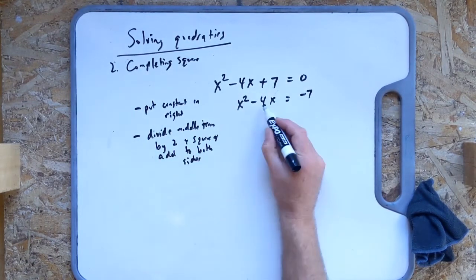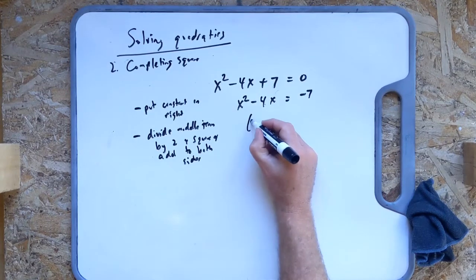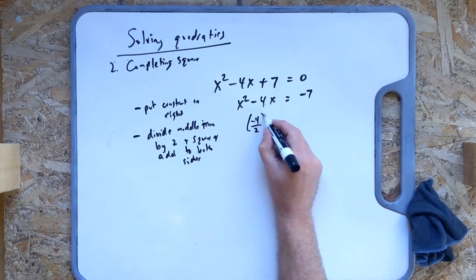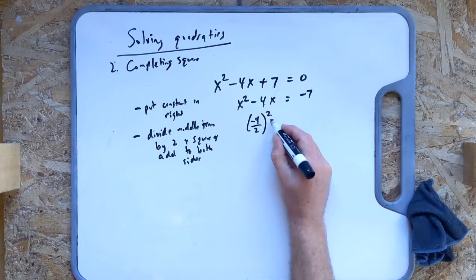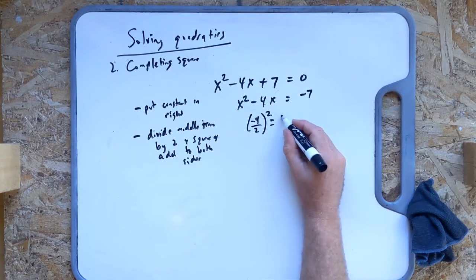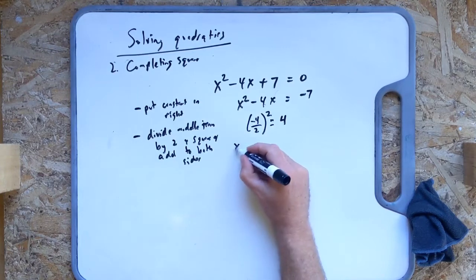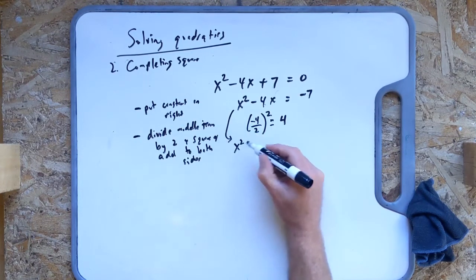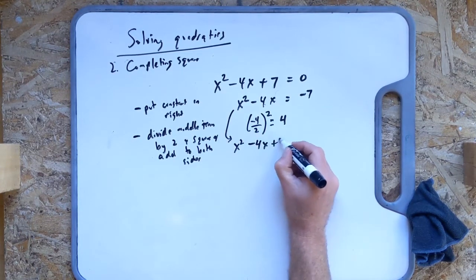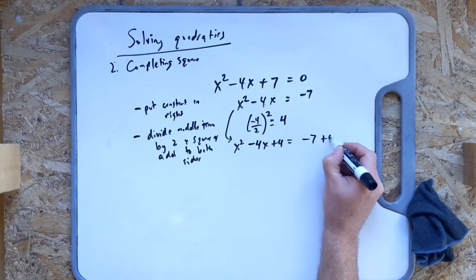So let me do that here. What that means is I take the middle term, which is negative 4. I divide by 2, and I square it. That's negative 2 squared, which is 4. And now I add that to both sides of the original equation. x squared minus 4x plus 4 equals negative 7 plus 4.